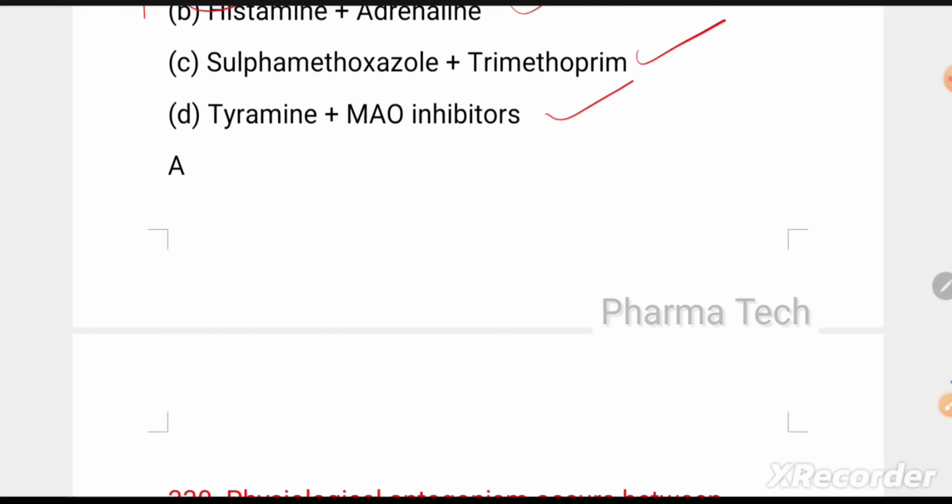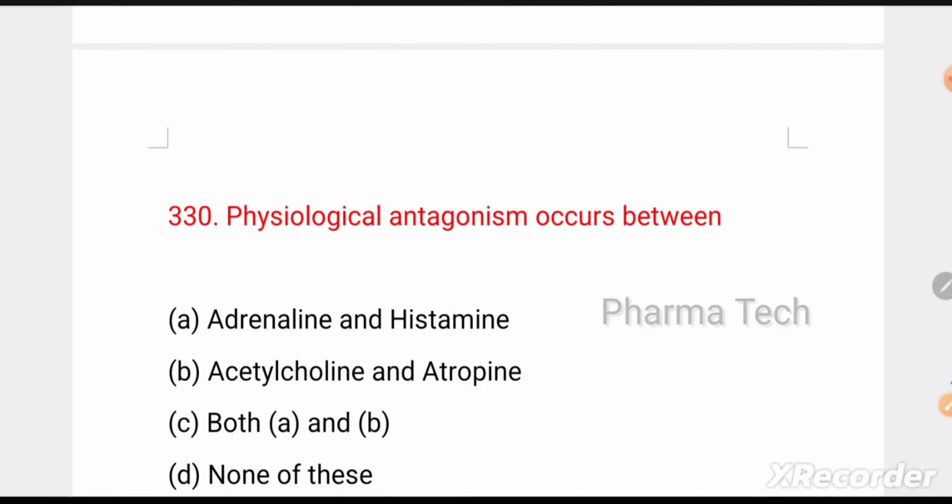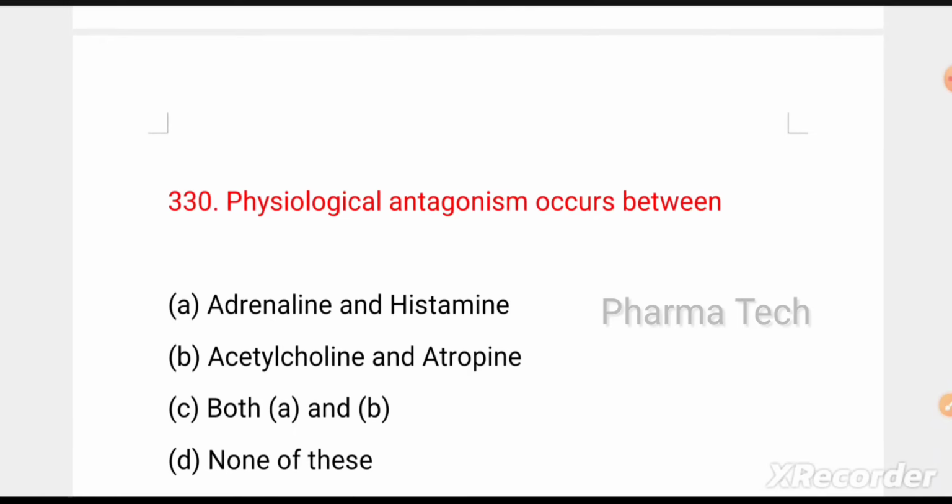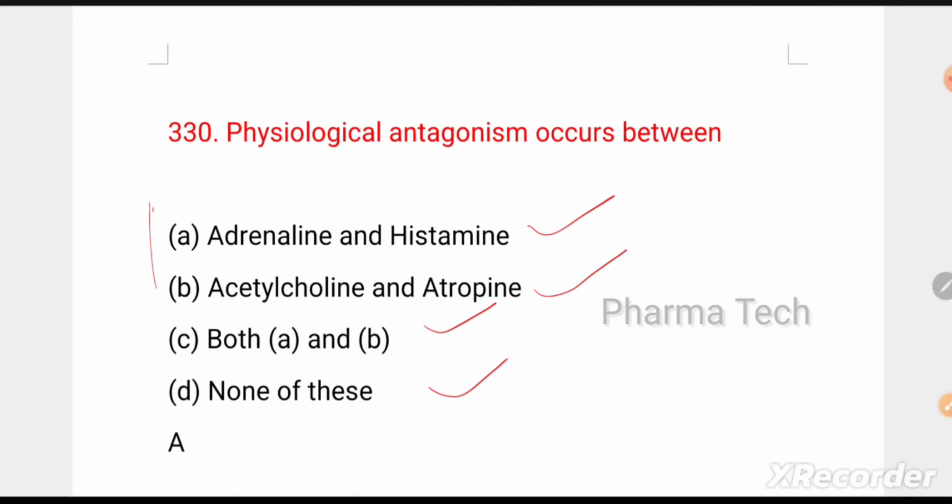Next question: physiological antagonism occurs between? Options are adrenaline and histamine, acetylcholine and atropine, both A and B, none of these. Physiological antagonism occurs between adrenaline and histamine. Answer is A.